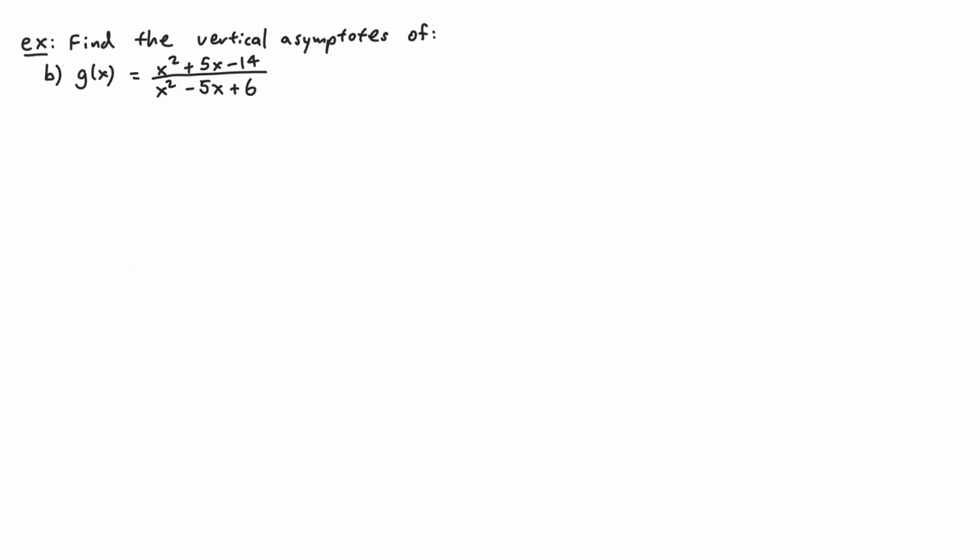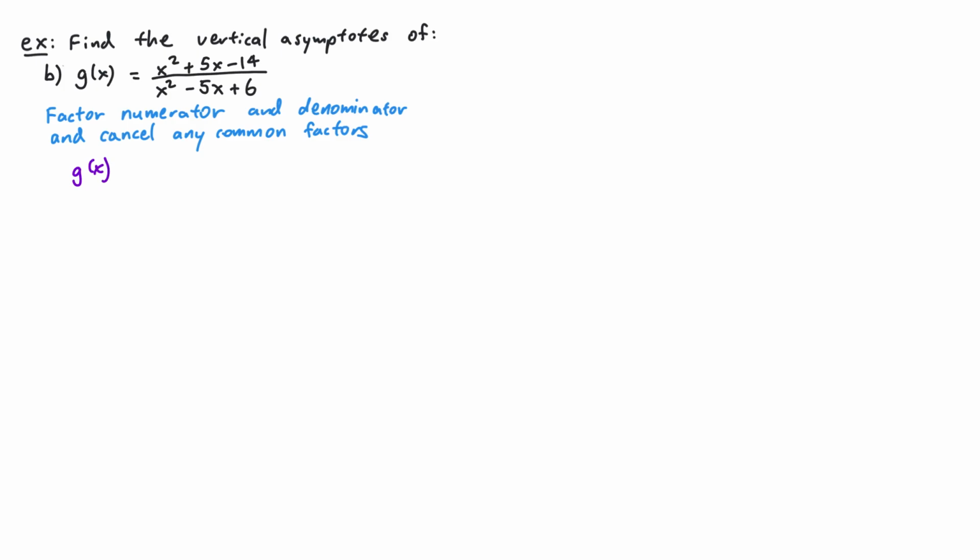In example B here, we want to find the vertical asymptotes of the function g of x equals x squared plus 5x minus 14 divided by x squared minus 5x plus 6. Again, if we want to find any vertical asymptotes, what we want to do first is factor the numerator and denominator and cancel out any common factors.